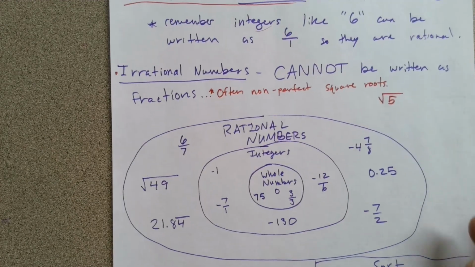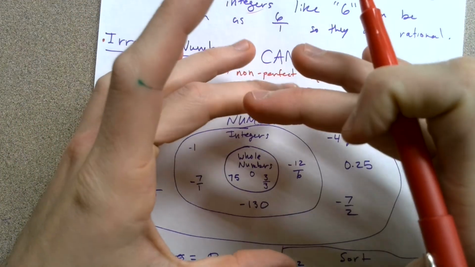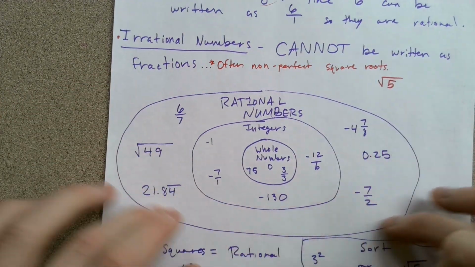All right, I have a little chart here. Might be worth pausing, getting this in your notebook. It's a nice diagram that'll help you out. So it sorts rational numbers, and then inside of that integers, and inside of that whole numbers. So they all fit within rational numbers.